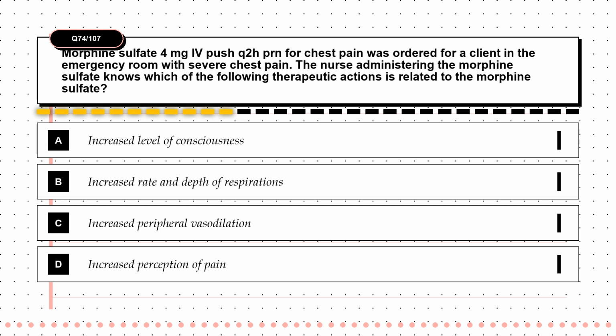Option A. Increased level of consciousness. Option B. Increased rate and depth of respirations. Option C. Increased peripheral vasodilation. Option D. Increased perception of pain.